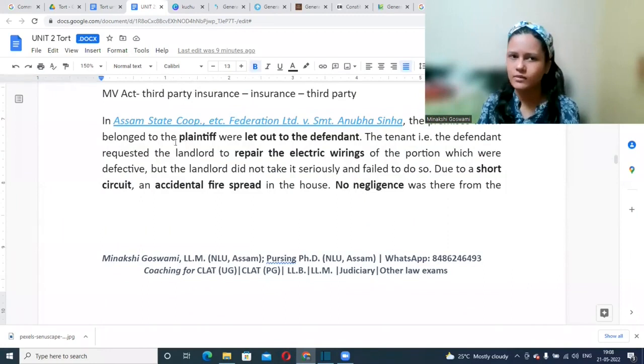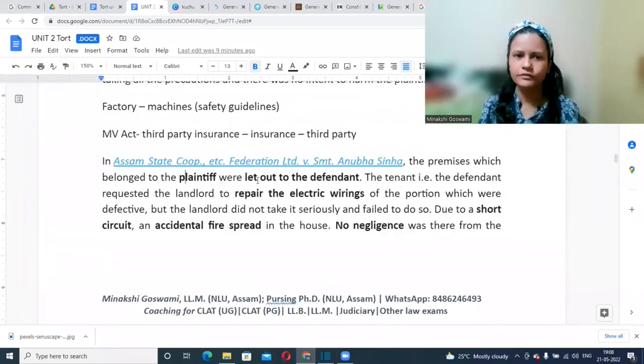Okay, then we have this one case, Assam State Corporation Federation Limited versus Anubha Sinha. In this case, there was a premises that belonged to the plaintiff and it was let out to the defendant. The defendant was using that premises as a tenant. Now, in a lot of rent agreements, we see they say, okay, you cannot do any repairs and stuff, you need to ask the owner, he will get it done, right? Might be the same situation happened here also. The tenant was not authorized.